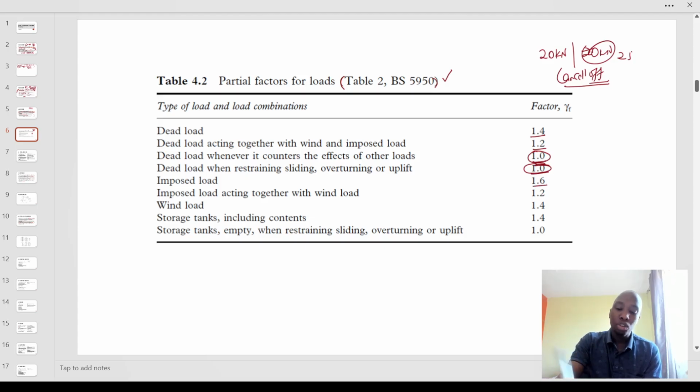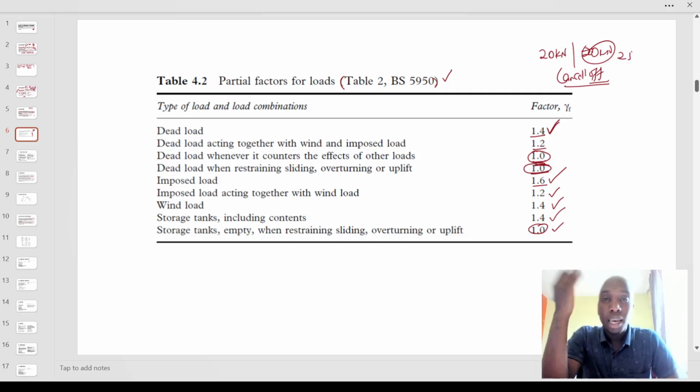So imposed loads 1.6. For instance, combination 1 would be 1.4 dead load, 1.6 live load. We have imposed load acting with wind load, that's 1.2. We also have wind load 1.4, storage tank including contents 1.4, storage tank empty when restraining sliding. Anytime it's restraining sliding, overturning, or uplift, we use 1.0. We are still going to see how we go about that in designing.